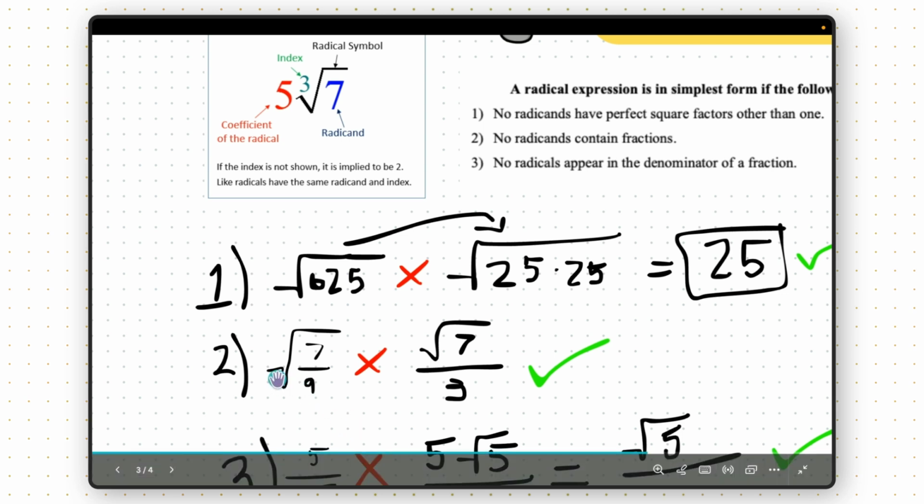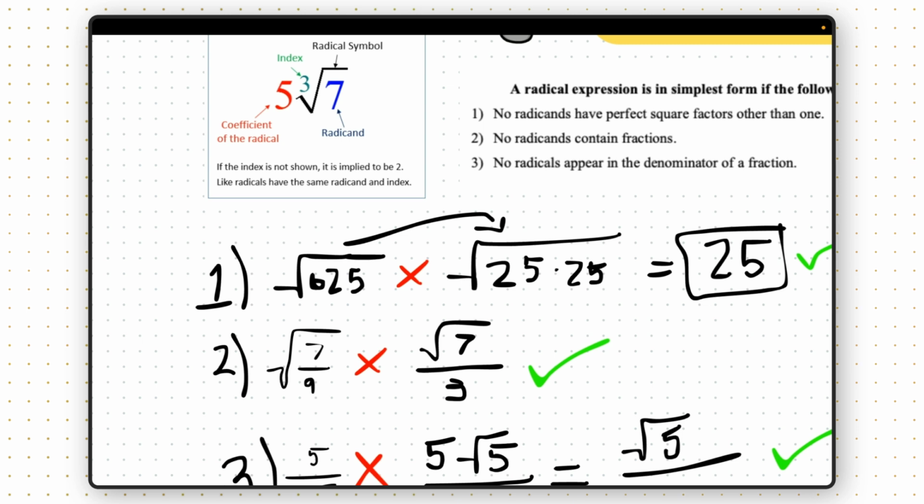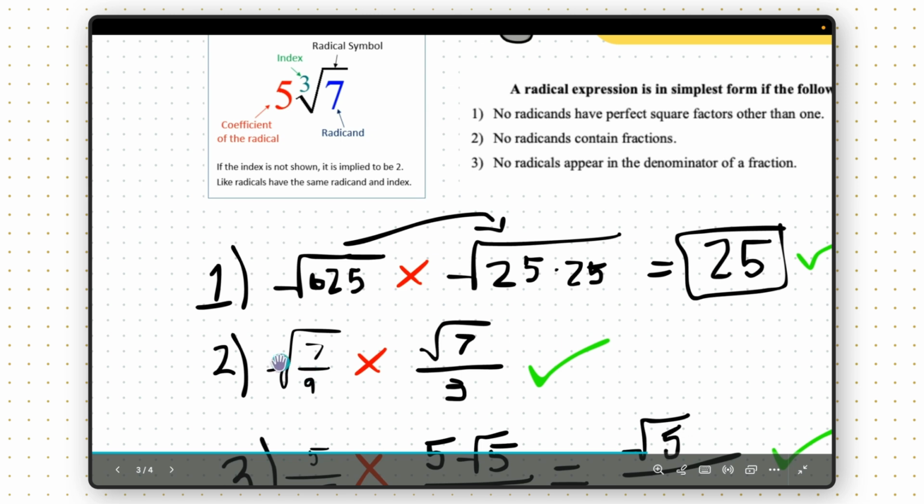Okay. Next, we have no radicands contain fractions, and we can simplify this using our quotient rule right here, which states that the square root of a divided by b is equal to the square root of a divided by the square root of b. And so right here we've used our quotient rule to simplify this radical expression.